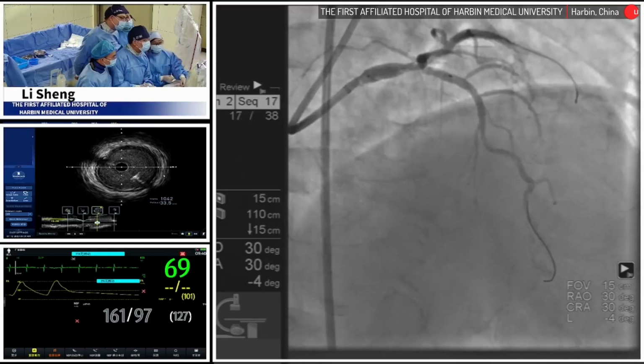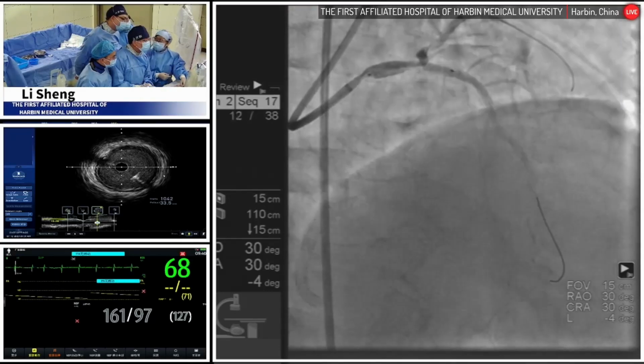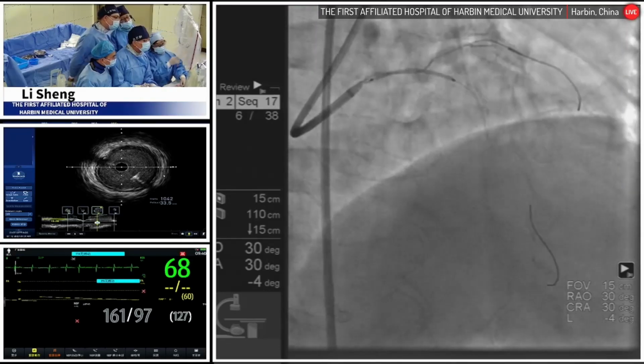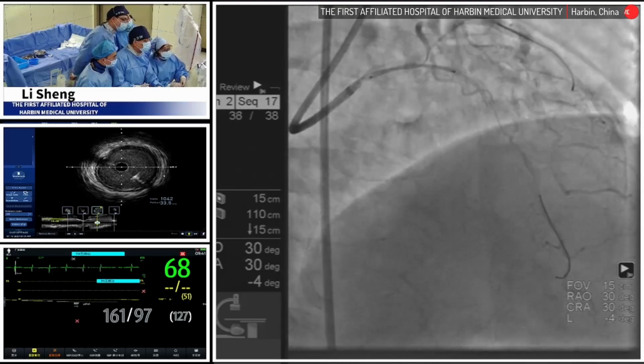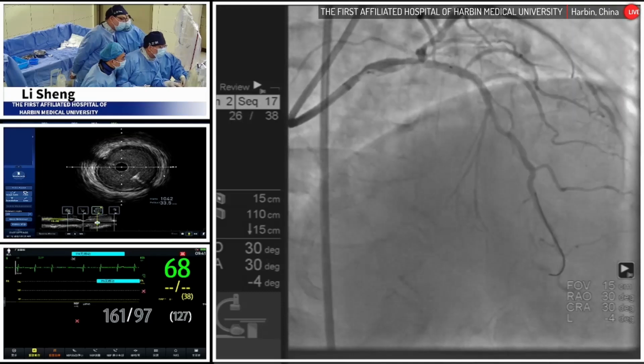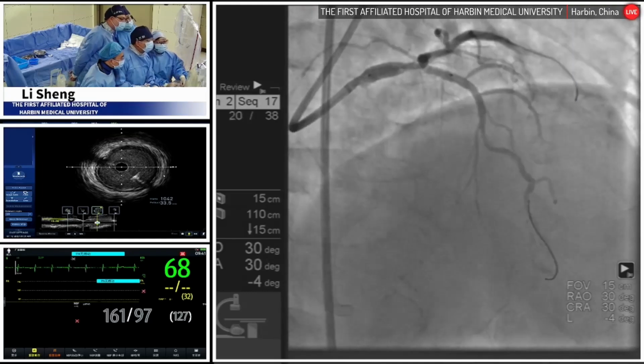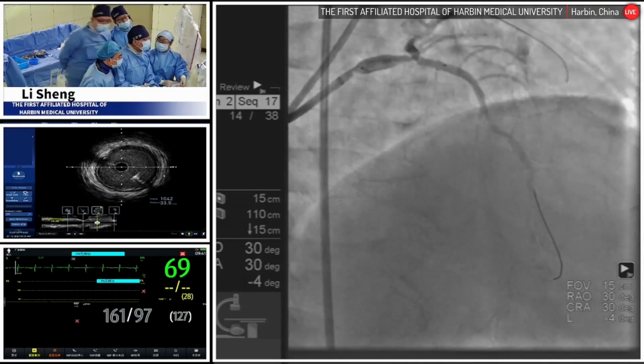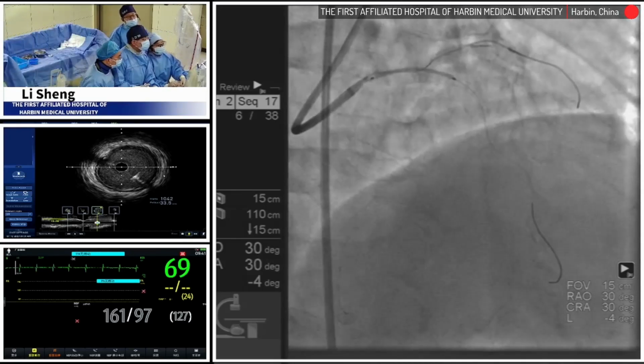Do we need to put the stent to the ostium? No. But the angiography looks like the ostium has a lesion. Yeah, we have a lesion. So just see the atlas again.